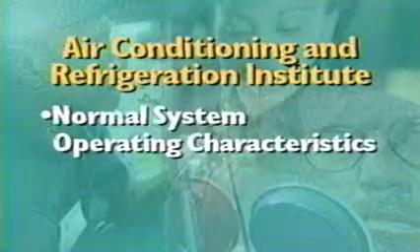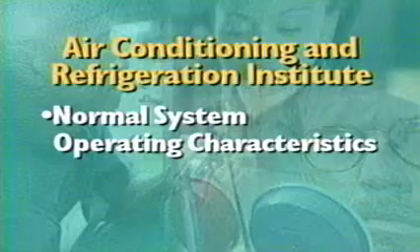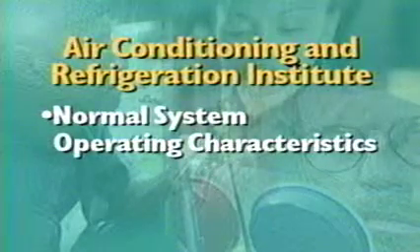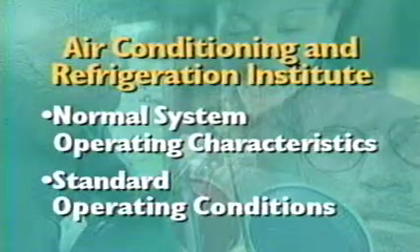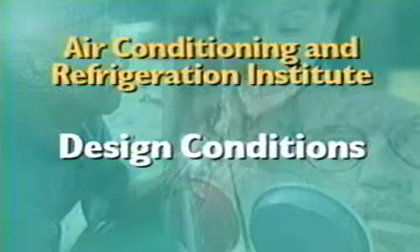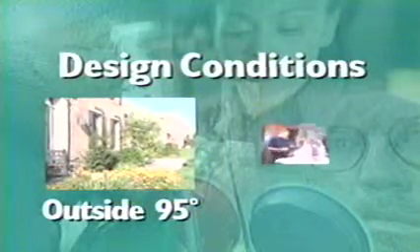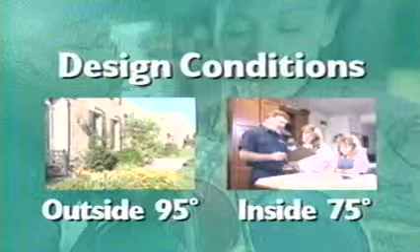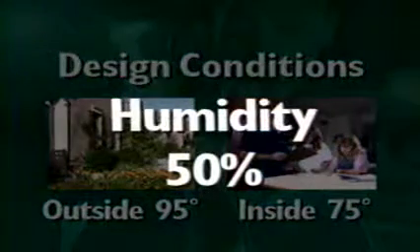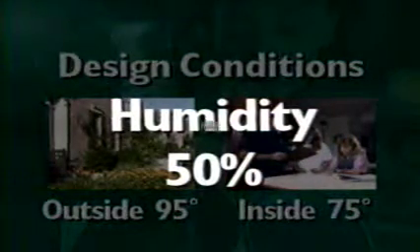The Air Conditioning and Refrigeration Institute has established normal system operating characteristics for both types of units. These characteristics are based on standard operating conditions, known as design conditions. Design conditions include an outside temperature of 95 degrees and an inside temperature of 75 degrees with a humidity of 50%. Under these design conditions, air conditioning equipment is supposed to operate at its rated capacity and efficiency.